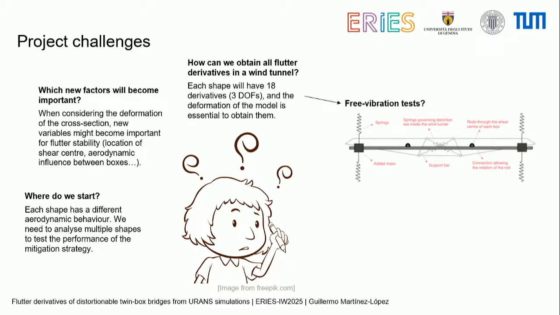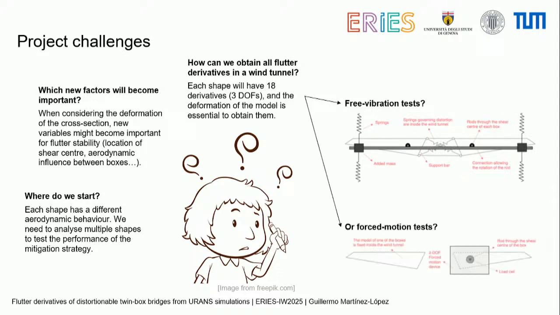Classical approach is to do free vibration tests. The idea will be just to have the typical model, but instead of one bar going through the shear center of the cross-section, you have 2, one for each of the boxes. The problem is you need to have a system of springs connecting both boxes. It's not ideal. This model is really delicate.